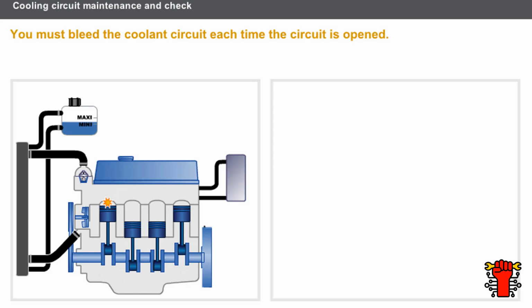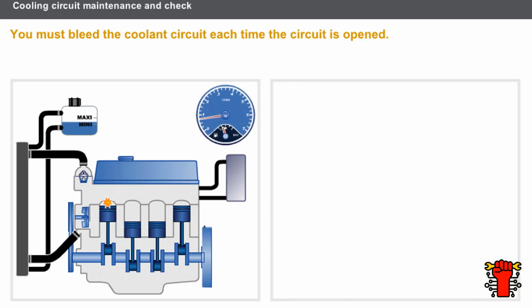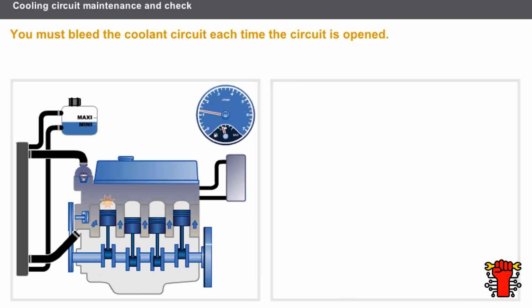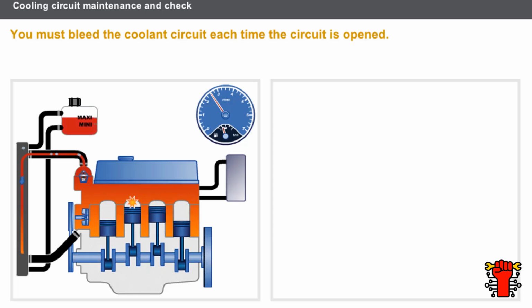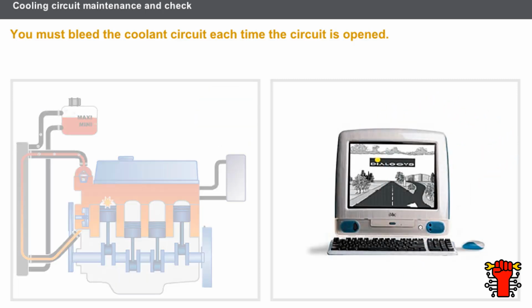You must do a cooling circuit bleed each time the circuit is opened. The principle of bleeding is to evacuate air from the cooling circuit. Bleeding of the cooling circuit is done automatically with the engine running and after starting the engine cooling fan. Always follow the procedures in the technical documentation carefully.